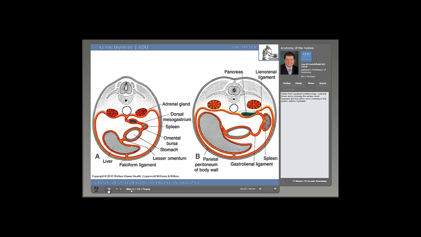Now we're actually beginning to see the spleen form in the dorsal mesogastrium. And as the dorsal mesogastrium rotates, it's beginning to form the ligaments of the spleen. Here we can see the ligament between the stomach and the spleen, called the gastrolienal ligament, and the ligament in the retroperitoneum, called the lieno-renal ligament, or the splenorenal ligament. These are noted by the large yellow and green arrows, respectively.